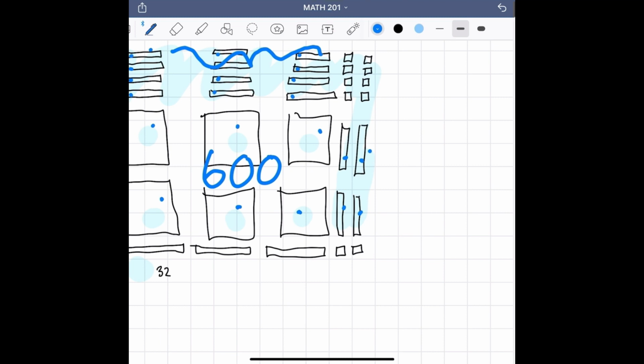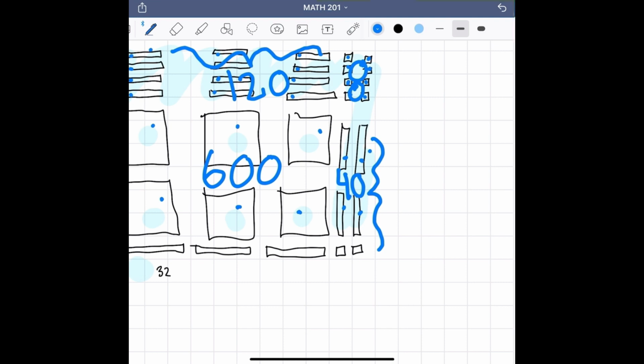Up here, we have 12 longs, which makes 120 units. And over here, we have 4 longs, which makes 40 units. And then in this corner, we can count how many units we have, since it's just the unit blocks. So it's 1, 2, 3, 4, 5, 6, 7, 8. So we have 8 units in this corner.